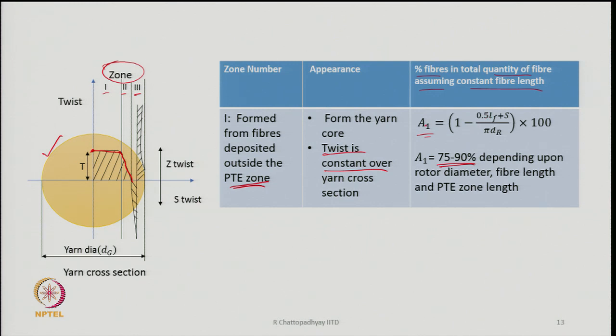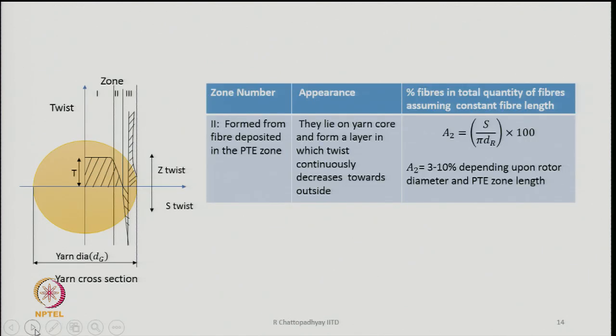This is A1, how much? It is 1 minus, this is the approximate equation to find out the percentage of fibers which will belong to the A1 category, that is the core fibers category. Now, why has this come? We will come to know gradually why it is 0.5 LF plus S. So, the core part from here to there, that is zone 1, the twist is practically constant. Then comes zone 2, the twist is actually declining. So, this declining point is zone 2.